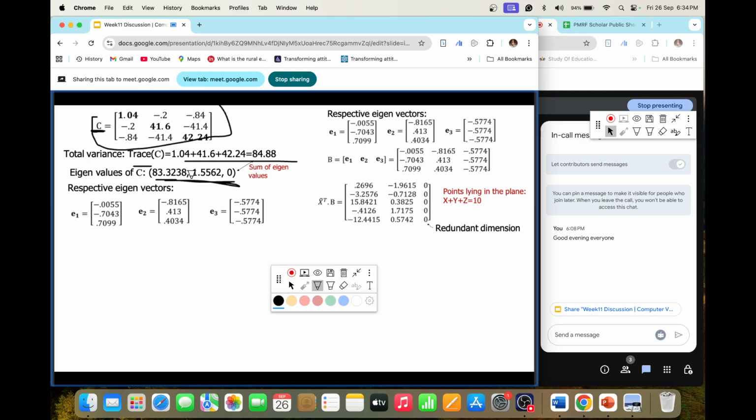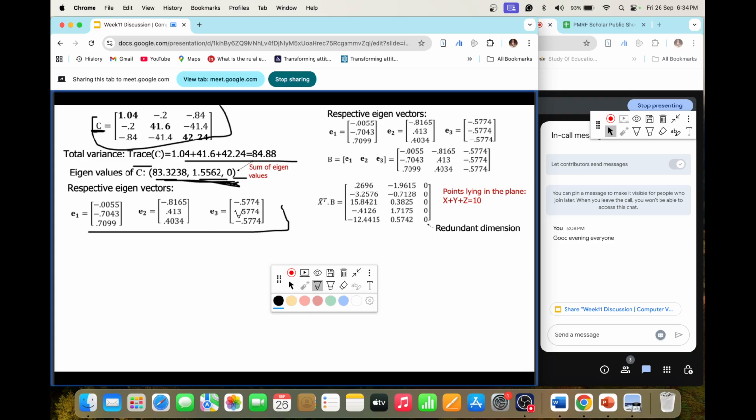Okay, so these are the three eigenvalues you will get. One is 83.328, second one is 1.5562, and third one is 0. That means in the third direction we do not have any variance of the data. Of course, the third direction we do not want, because it does not have any variance of the data. Okay, so that is why we do not want the third direction. And these are your respective eigenvectors. Okay, these are your eigenvalues and these are your eigenvectors along which you have to project your data.